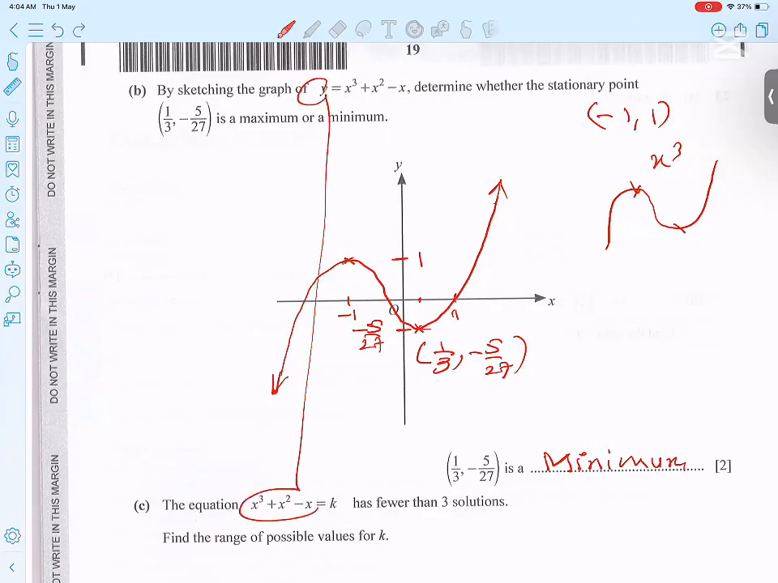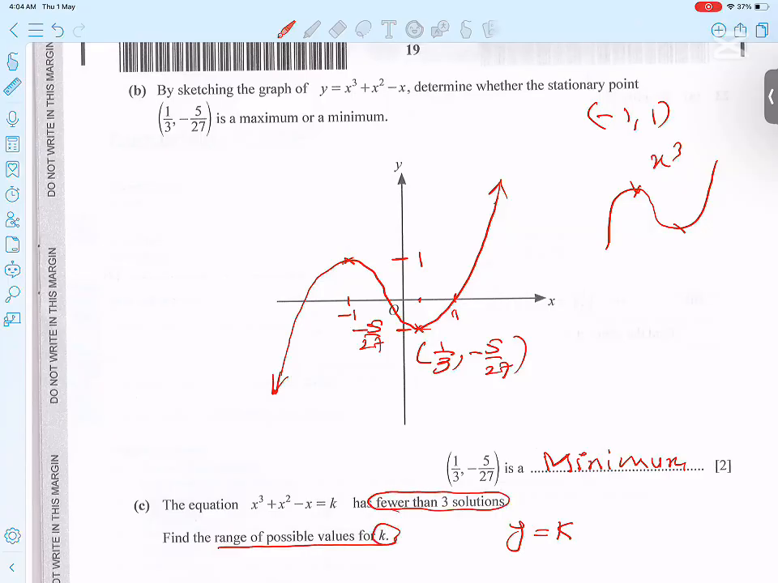Can I replace y here? Exactly. So this equation turns out to be what? Left hand side y, right hand side k. So he said find the range of the possible values of k which has fewer than three solutions, not three solutions. Fewer than three solutions means less than three solutions. It means two solutions and one.